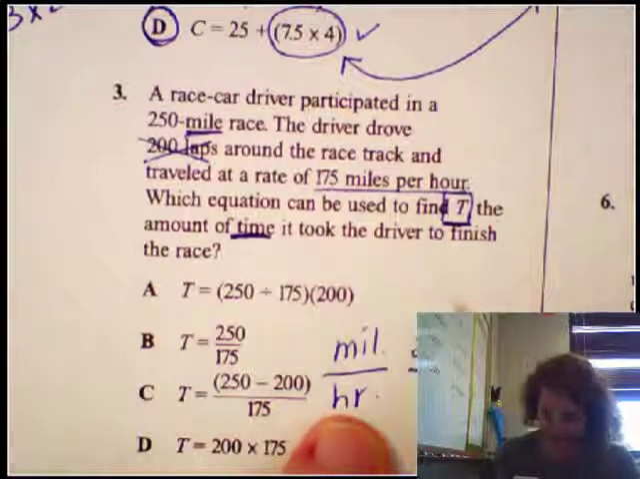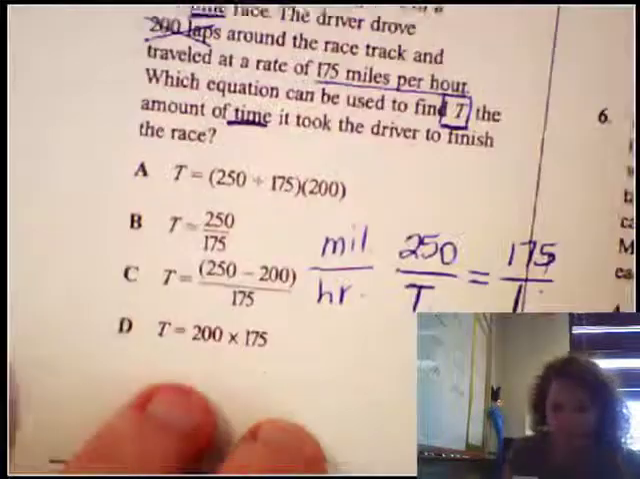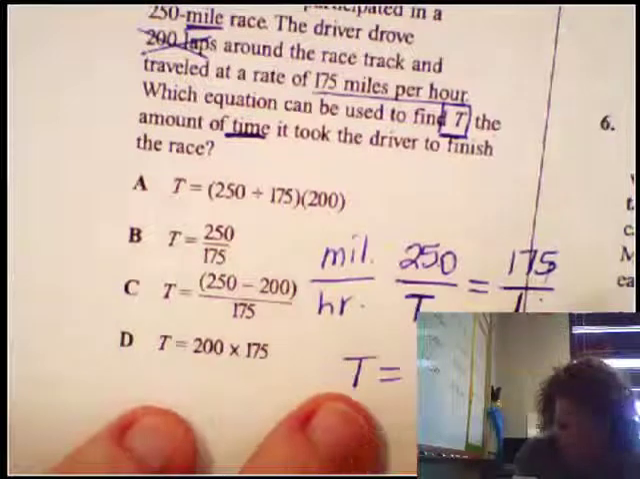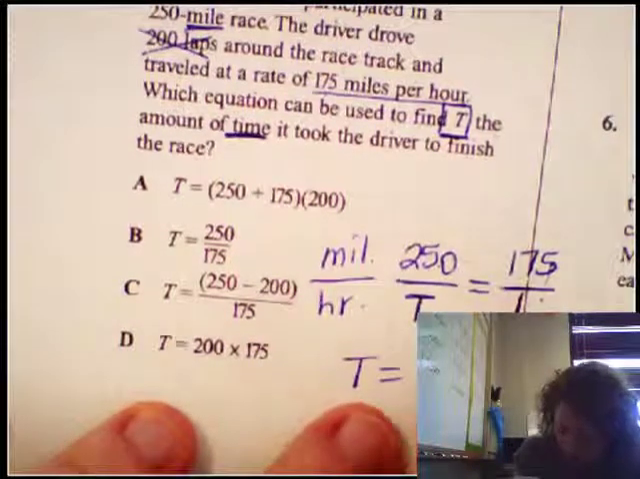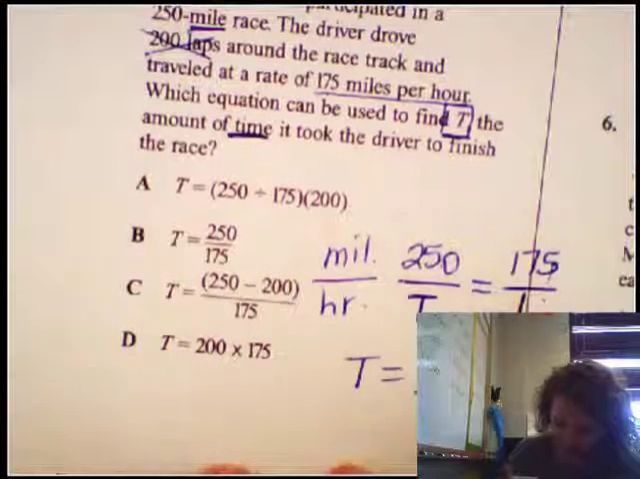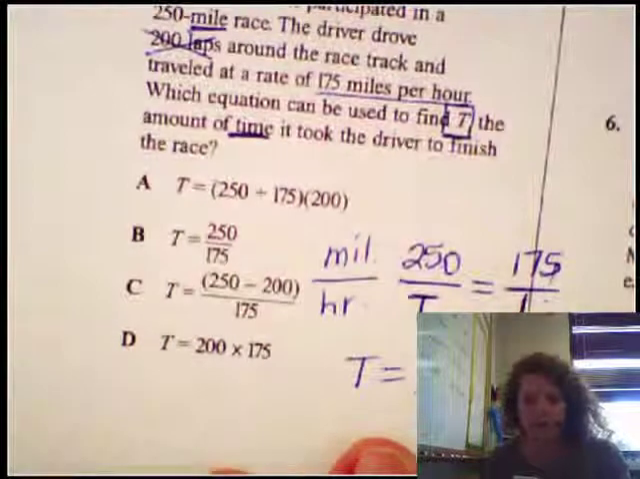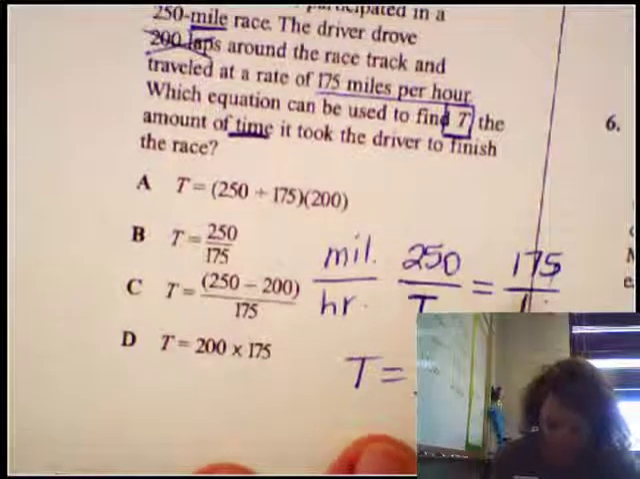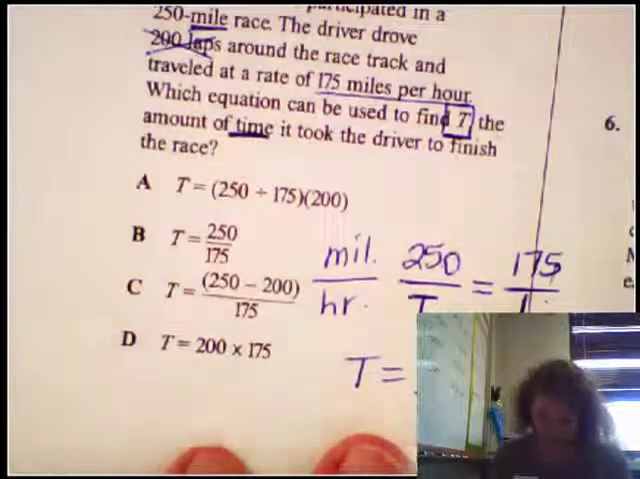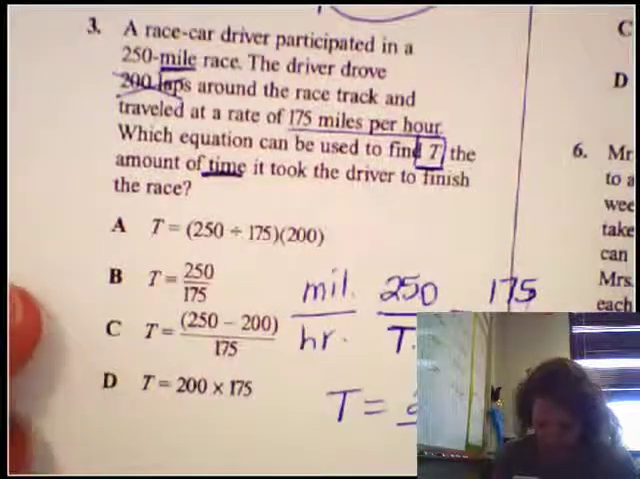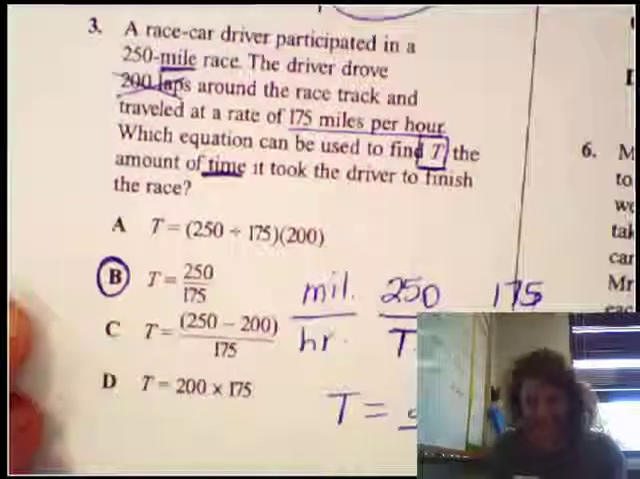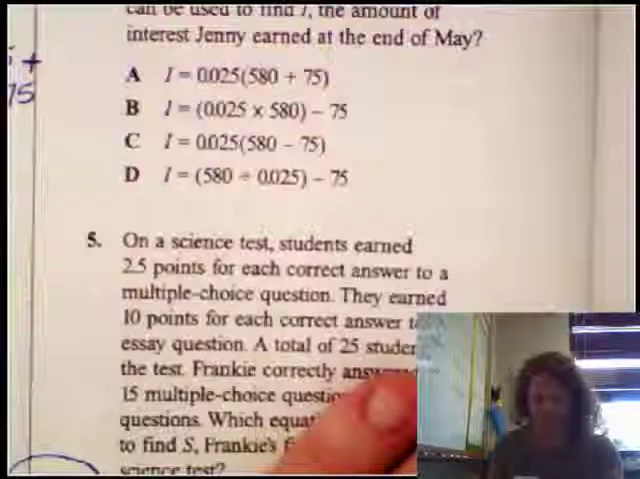All right, now we need to solve this for t. How would we do that? We'd say that t equals 250 times 1. Okay, so that's just going to be 250. And then we'd have to take that 250 and divide it by the 175, because that's how we solve a proportion. Okay, we don't have to actually do that math, do that division. We just had to set it up. Let's see if there's an answer that matches our equation. T equals 250 over 175. That is answer choice B. Great work. All right, let's try one more, and then you'll be on your own.